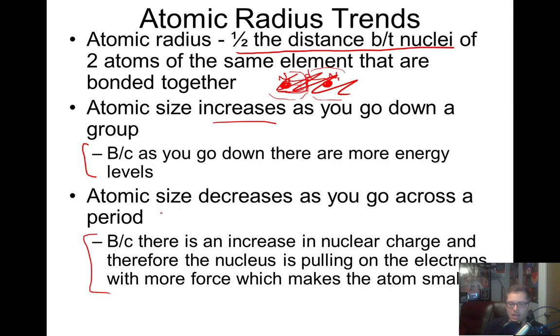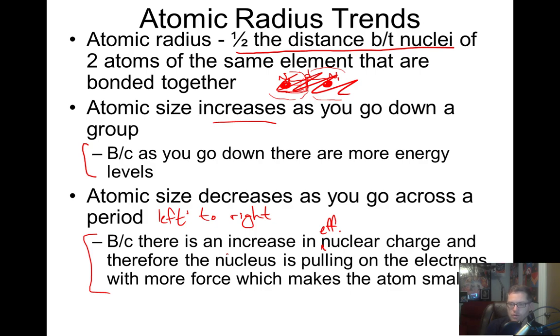Your atomic size, though, decreases as you go across a period from left to right, right? And it decreases as we go left to right because there's an increase in the effective nuclear charge, and therefore the nucleus is pulling harder on those outside electrons, making the atom smaller.